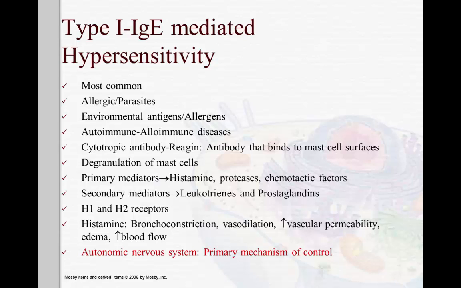So in type 1 hypersensitivity reaction, you would see bronchoconstriction, vasodilation of the vascular space, increased vascular permeability with edema, increased blood flow, and diapedesis or chemotaxis of neutrophils, attracting more cytokines or pro-inflammatory mediators to the area of inflammation.